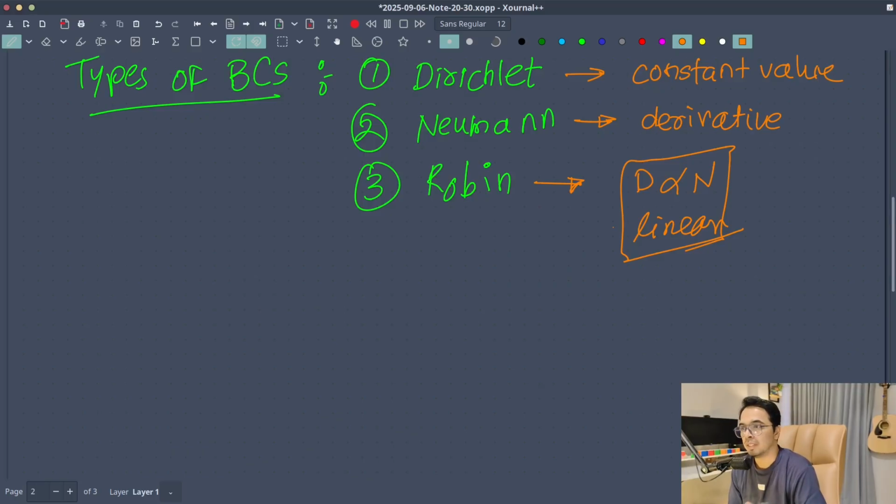When you use that, it becomes the Robin, and therefore it is also sometimes referred to as the mixed type boundary condition. So again, what types do we have? Dirichlet, Neumann, and Robin. Dirichlet is a constant value, Neumann is a derivative, and Robin is a type of mixed boundary condition where it's a linear combination of Dirichlet and Neumann. It's that simple, and that is what makes understanding the boundary condition very easy, because it's very straightforward.